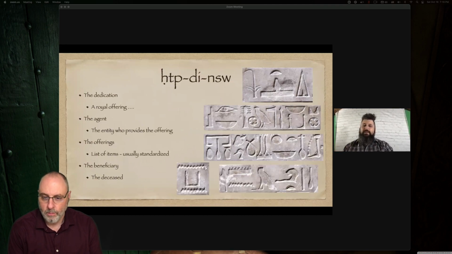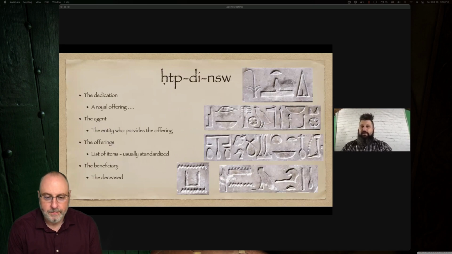And then lastly, this is who it's for. In this case, we have two things. So one is we see that squiggly line, and then the half box, and then a squiggly line again. I'm sorry, I can't highlight my screen better. That's an expression that says for the ka of. The ka is their spirit.